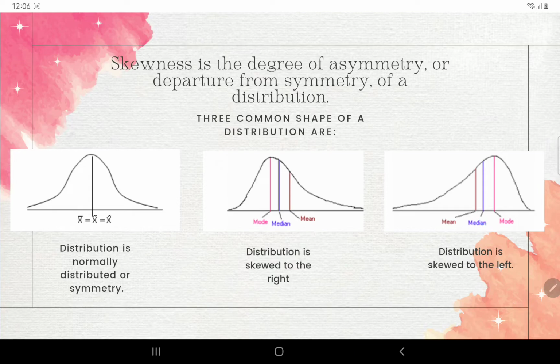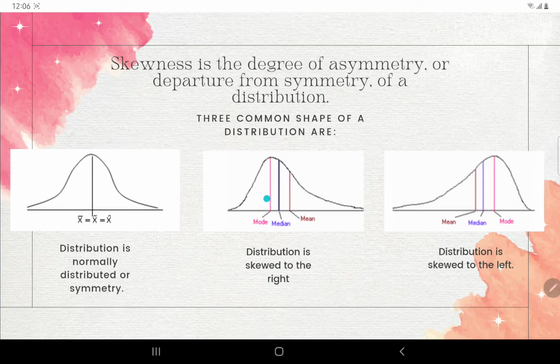However, if the mean is greater than the mode, like this figure, the mode is here and mean is here, so mean is greater than the mode, the distribution is skewed to the right, or we can call it positively skewed.